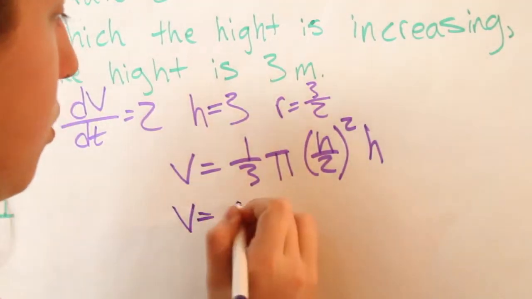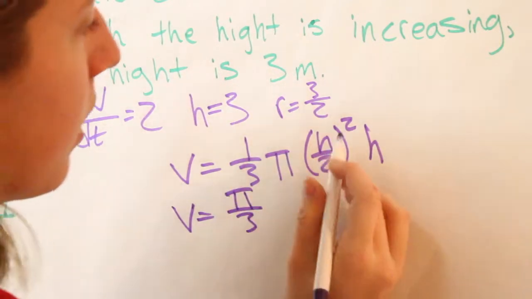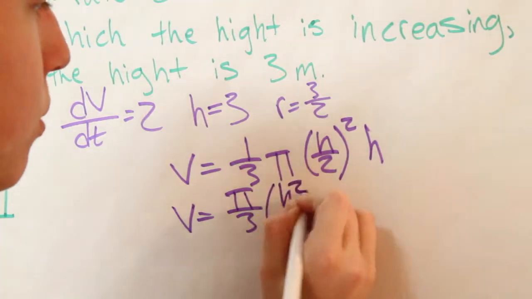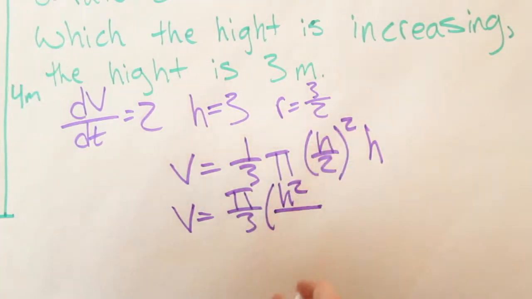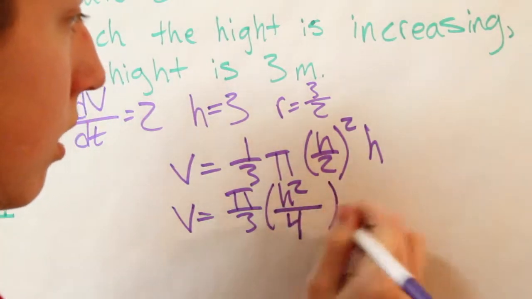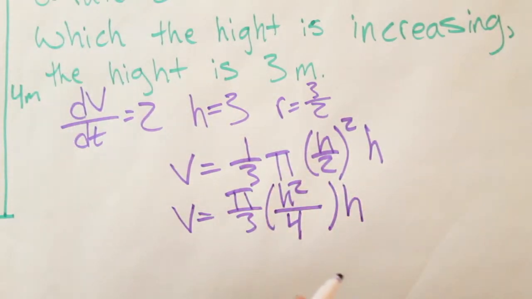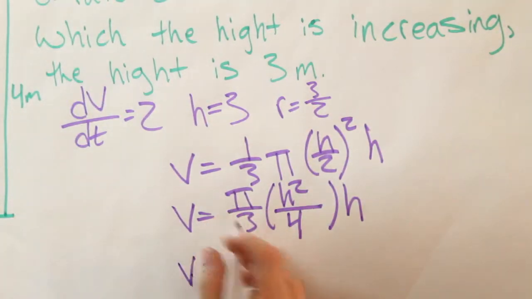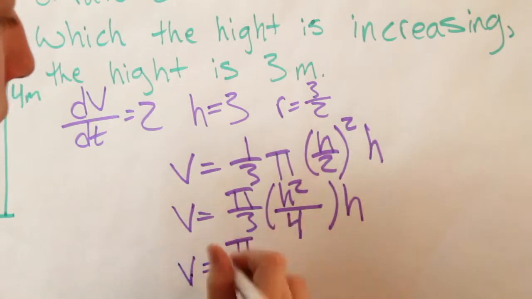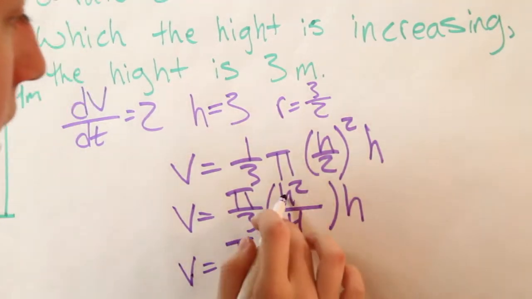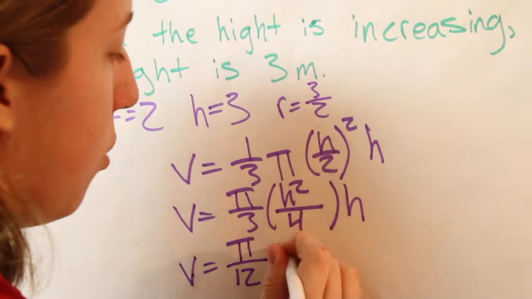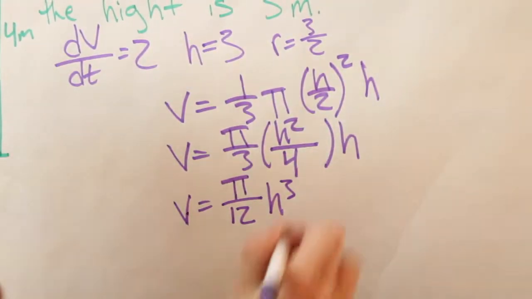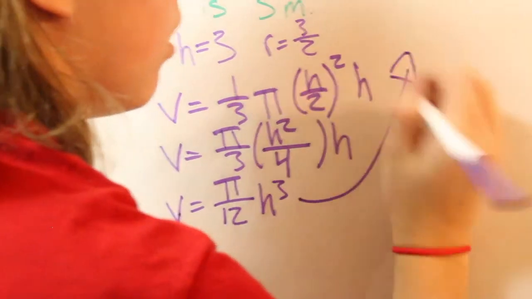So V is equal to pi over 3, and we're going to put the square in here. So h squared over 2 squared, which is 4, times h. And to simplify it even more, V is equal to pi over 3 times 4, which is 12, and h squared times h is h cubed. That's a much better formula. We like that. So now we're going to do the derivative over here.